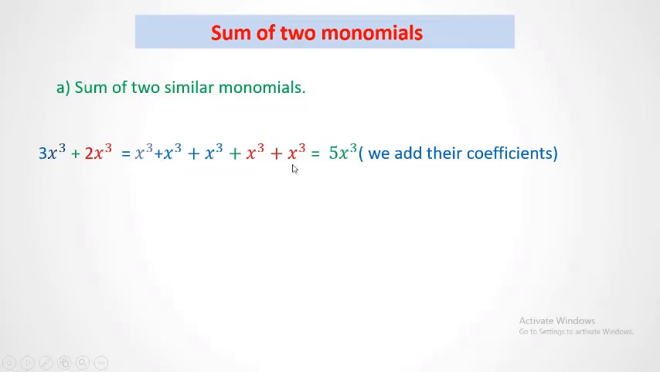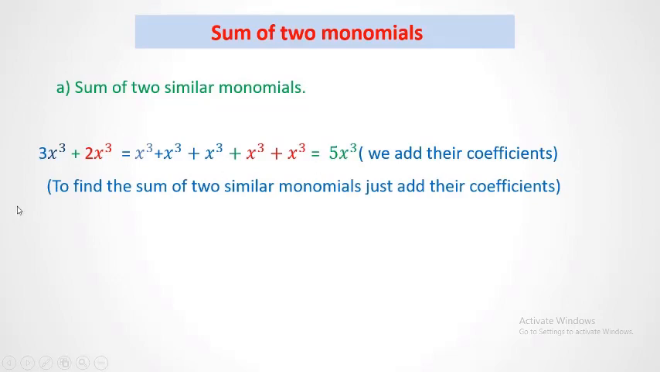How many x power 3 do we have here? 5x power 3. Then we can add the coefficients. 3 plus 2 is equal to 5x power 3. To find the sum of two similar monomials, just add their coefficients.